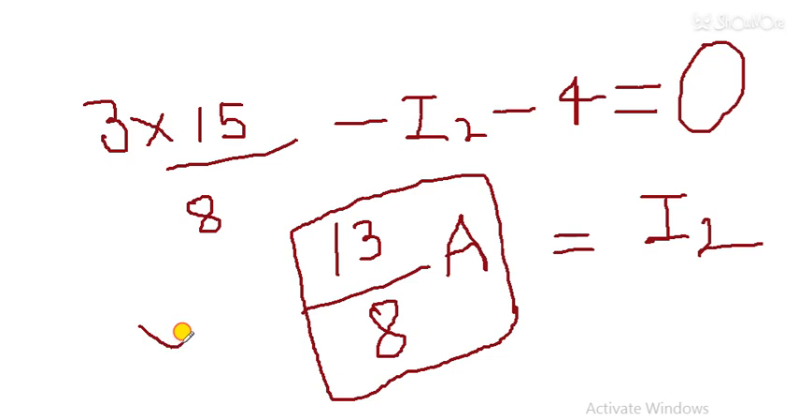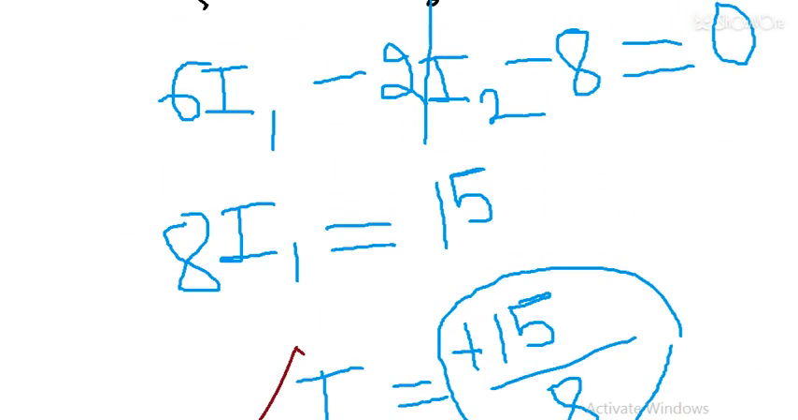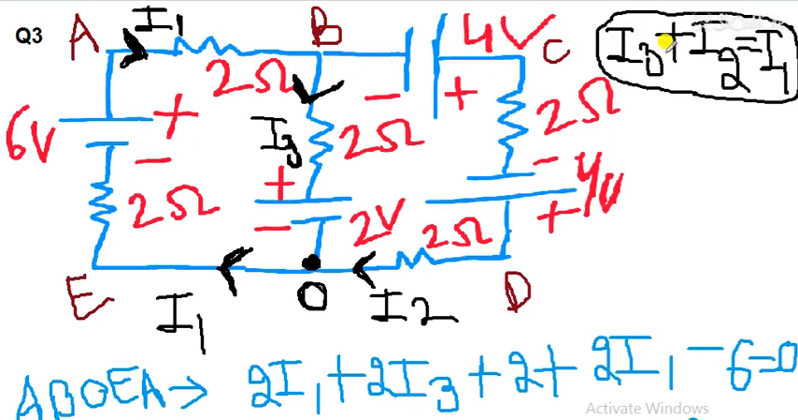Now we are available with I2 and we are available with I1. So now the one value I1 is 15 by 8, I2 is 13 by 8. Now we have to check the first law equation, that is I3 is equal to I2 plus I1. So I3 is nothing, I3 is equal to I1 minus I2.